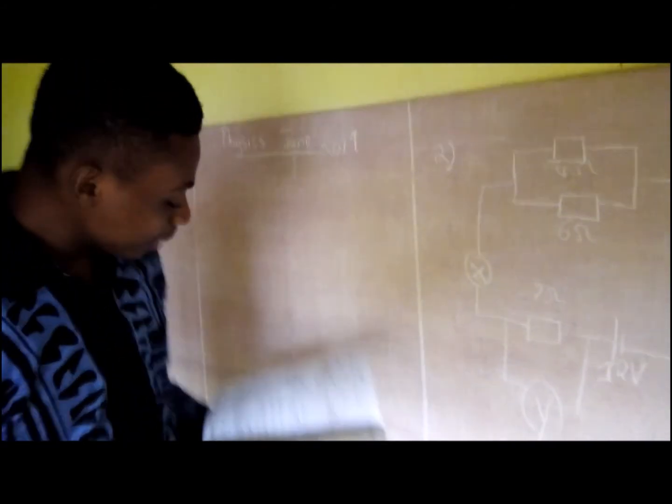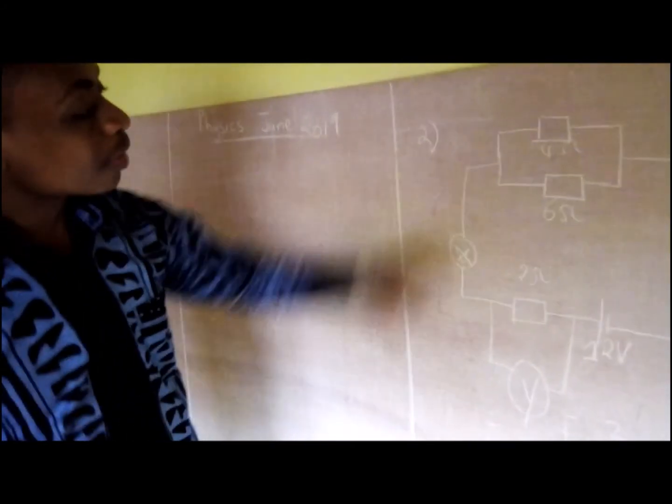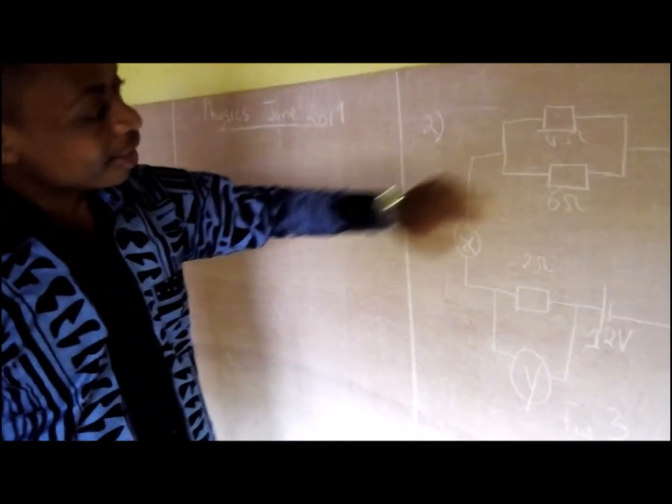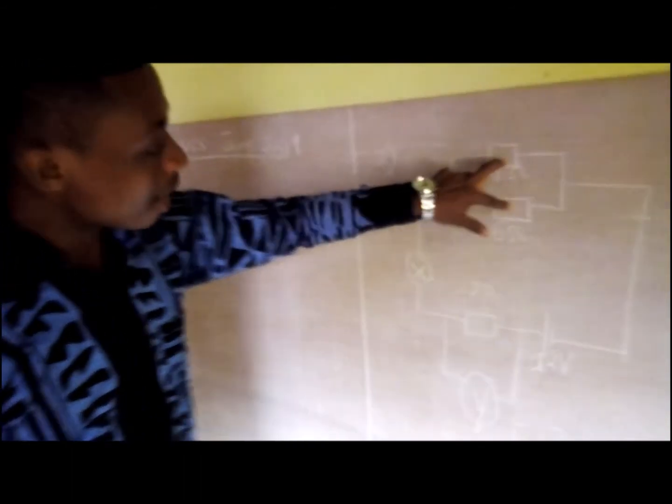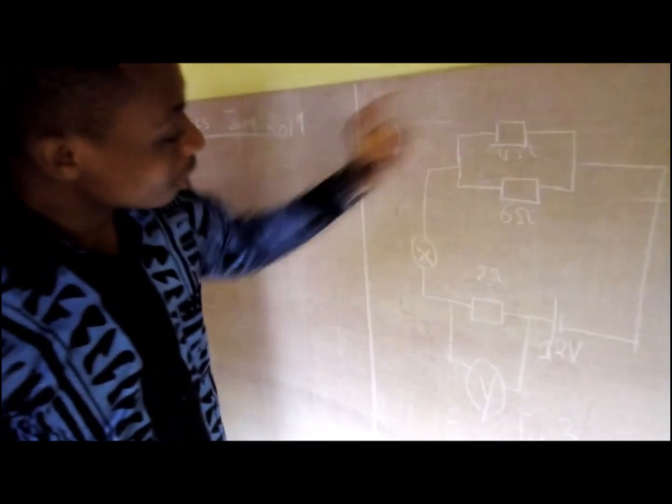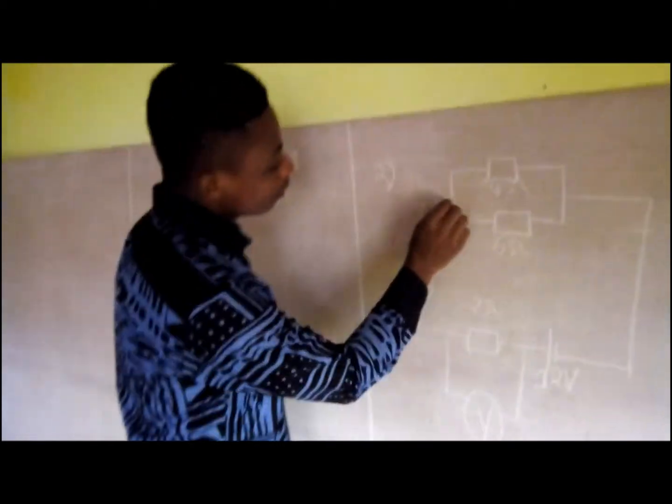B says calculate the total resistance of the circuit. To calculate the total resistance of the circuit, we can realize that these two resistors are in parallel. Why? Because the same current will not flow through them.